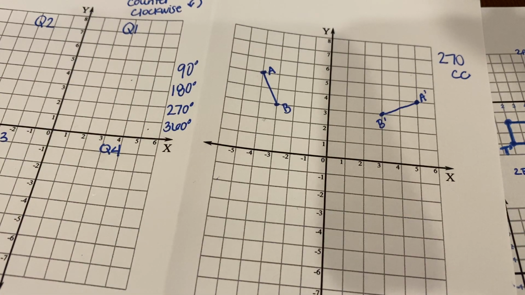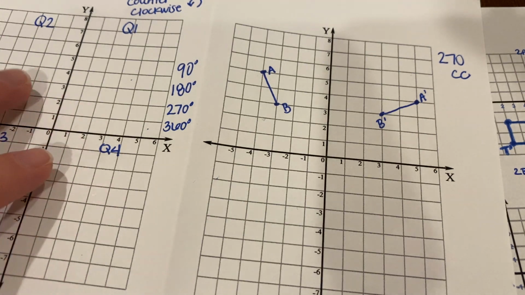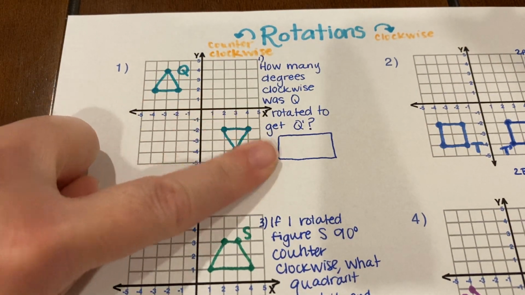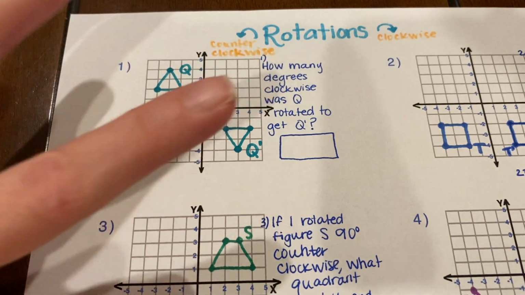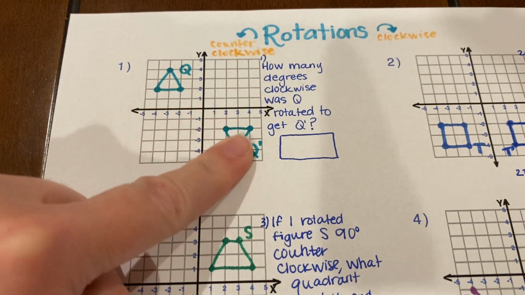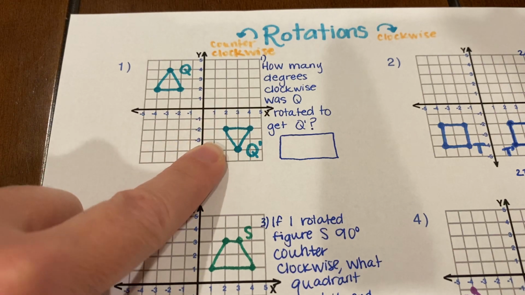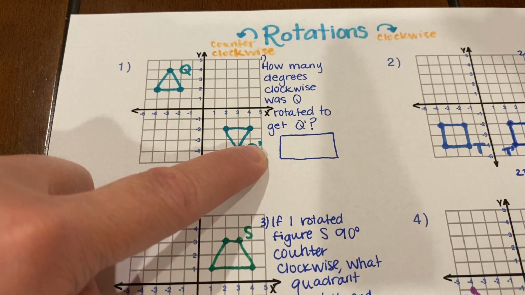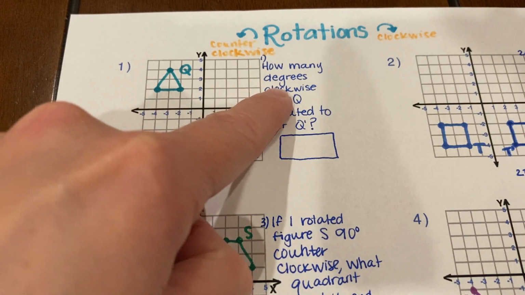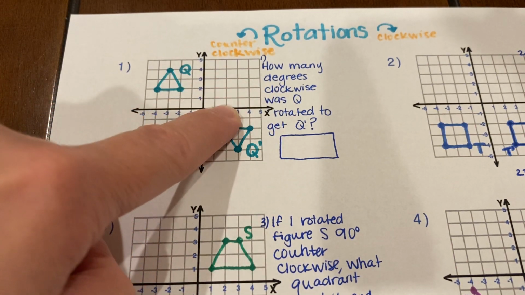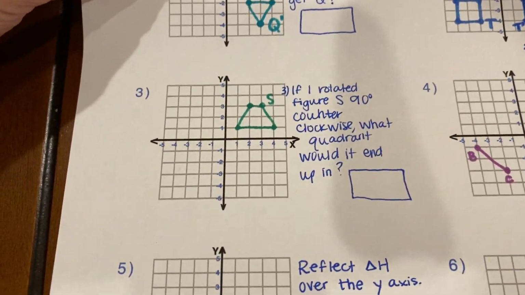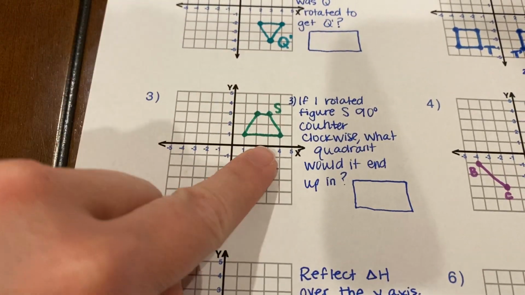But I am going to go ahead and assume that not everybody has those resources at home. And so your assignment kind of reflects that. A lot of your assignment basically says, like number one, how many degrees clockwise was this rotated to get from Q to Q prime. So it tells you the direction, so you have to go clockwise. How many degrees did I rotate it? Okay, and then a lot of your problems are like this.